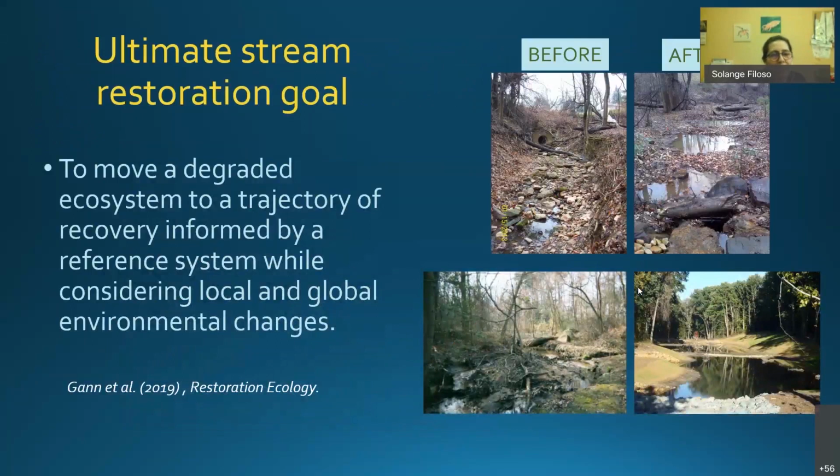So when we think about what should be the ultimate goal of restoration, as Erik talked about, the ultimate goal is to move a degraded ecosystem, a stream ecosystem, to a trajectory of recovery that is informed by a reference system, but keeping in mind, this is very important, the local and global environmental changes. So we can't be naive to think that streams are going to go to a pristine condition, but we do need to help the ecosystem get to a trajectory that can be self-sustaining. Next, please.